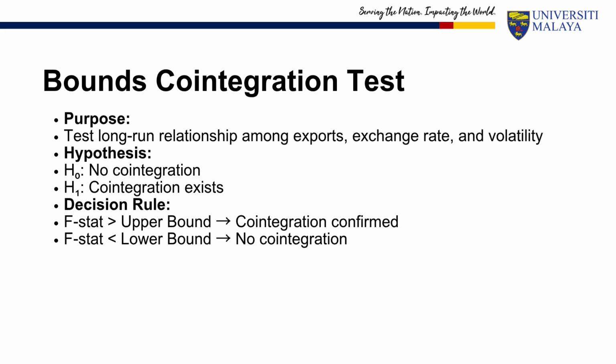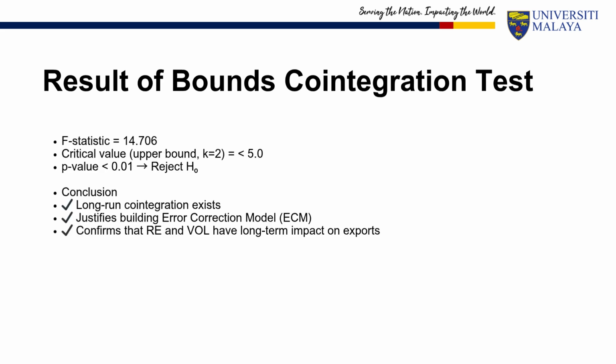And here we can see the results. We can see that the F-statistic is 13.7, which is much higher than the upper critical value, and the p-value is almost zero. So this means that we can strongly reject the null hypothesis of no cointegration and confirm that a stable long-term relationship exists among the variables.